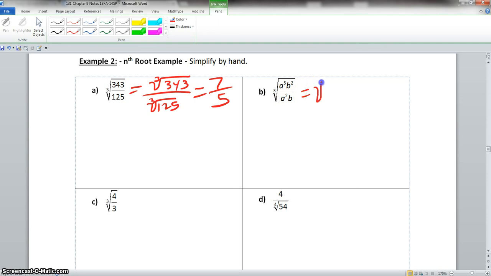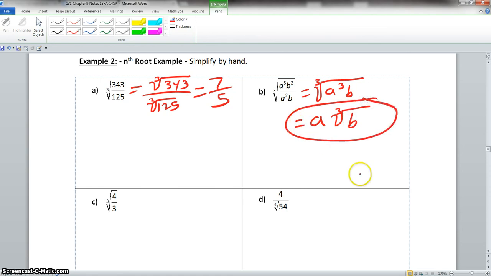A to the 5th divided by a squared will leave us a cubed. And b squared divided by b will leave us b. Now we know the cube root of a to the 3rd is just a. And we cannot take a cube root of b, so it'll be the cube root of b. So this will be our final answer.